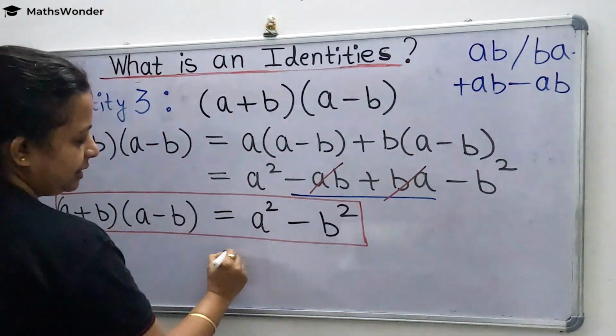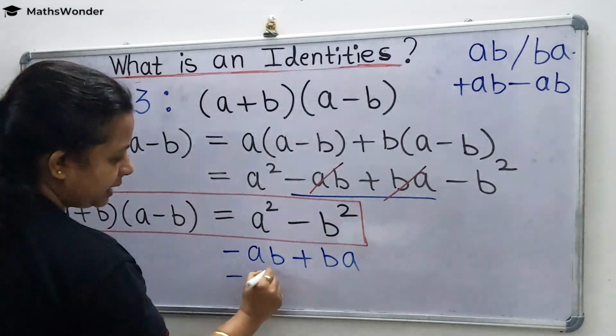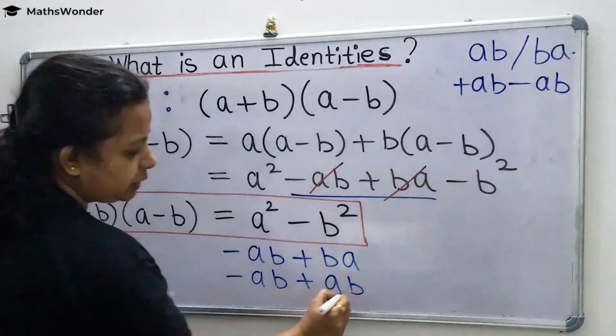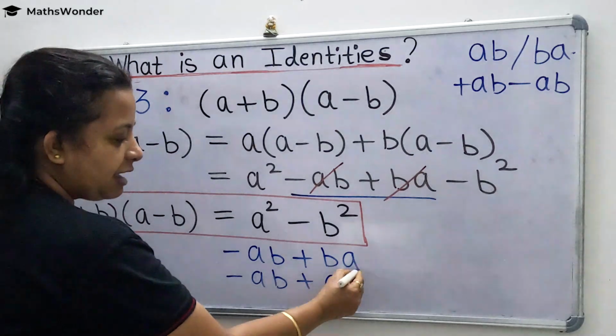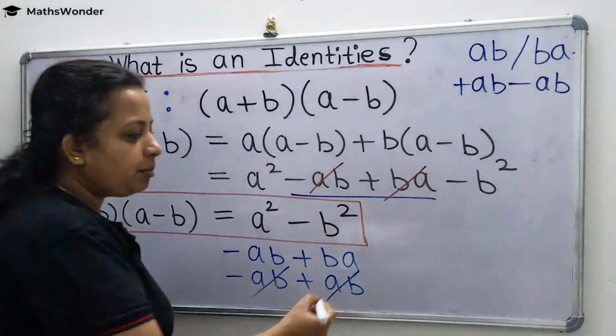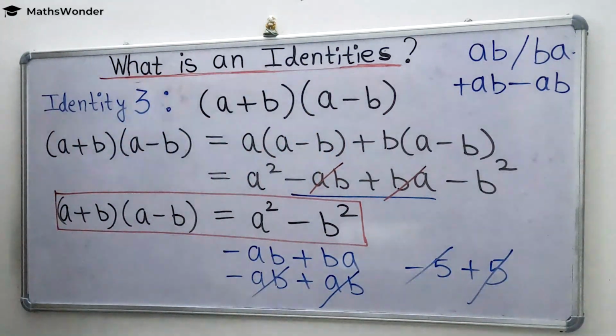Okay, now look here again. Negative AB plus BA, right? Can we write plus BA as AB because both are the same? Now check. Negative AB, positive AB, we can cancel. Like a normal number, negative 5 plus 5 is what? We can cancel, no? When we have the same thing with the opposite sign, one negative, one positive, it will give 0 only. Okay? Understood? Yeah. So this is the third identity.